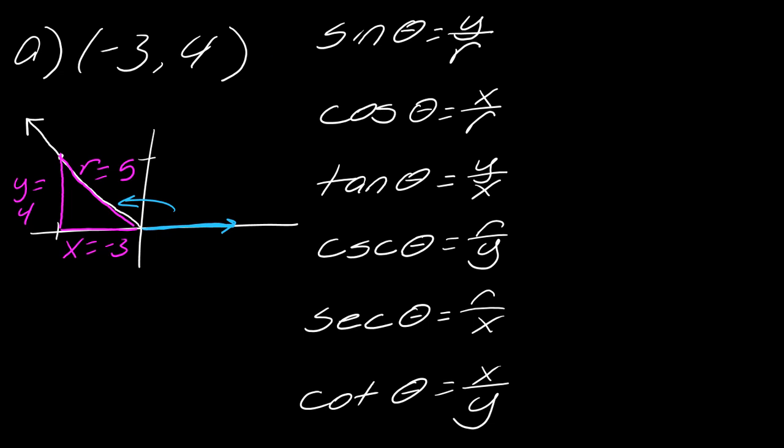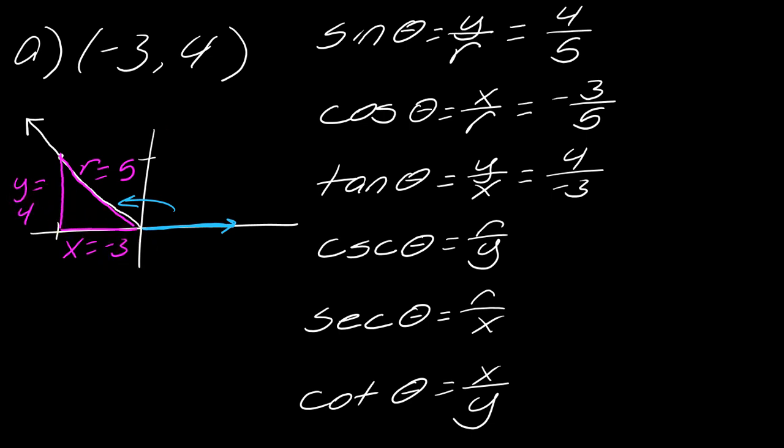All right. Starting with sine of theta, this is y over r. Since I've got this all labeled, this all comes together quite nicely. So this will be 4 over 5. Cosine is x over r, so that's going to be -3 over 5. Tangent is y over x, so that's going to be 4 over -3. Again, I'm just taking these sides and plugging them in.